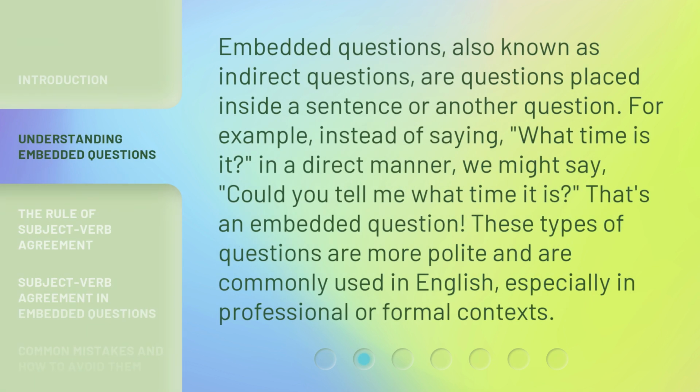Embedded questions, also known as indirect questions, are questions placed inside a sentence or another question. For example, instead of saying, "What time is it?" in a direct manner, we might say, "Could you tell me what time it is?" That's an embedded question. These types of questions are more polite and are commonly used in English, especially in professional or formal contexts.